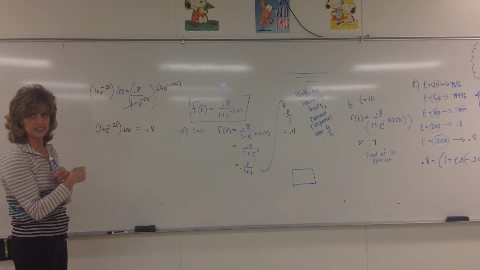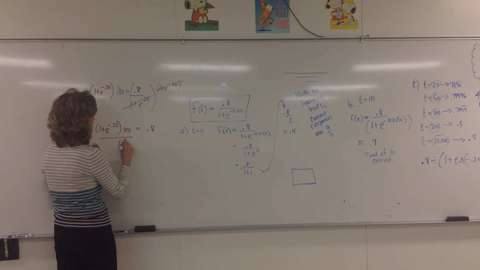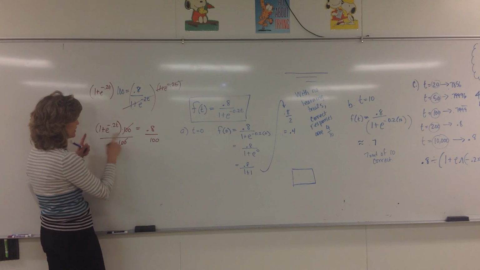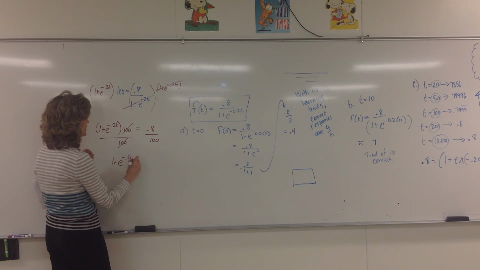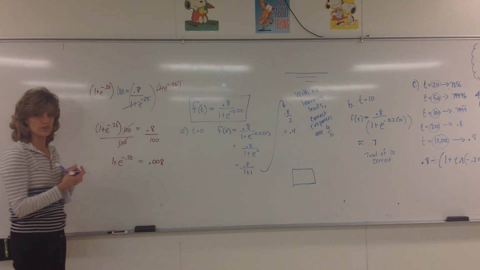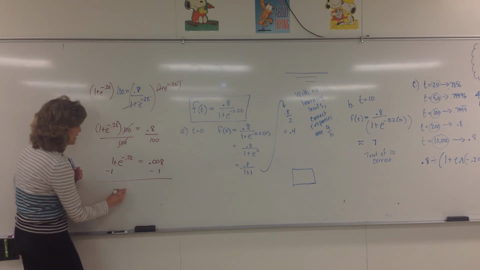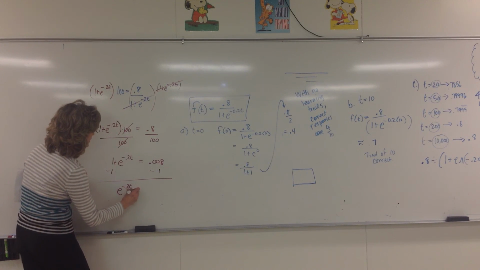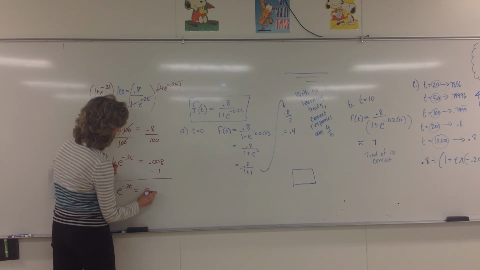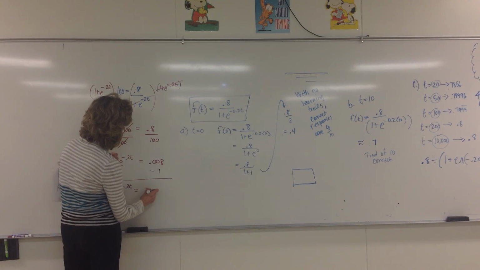What would we need to do next? After we've cleared the fractions, you're going to divide by 100 to isolate the base. So if we divide both sides by 100, then we have 1 plus e to the negative 0.2t equals 0.8 divided by 100 turns into 0.008. What do I do next? Subtract 1. And we have e to the negative 0.2t equals, that turns into negative point, what do we get? 992. 0.992, yeah, negative 0.992.